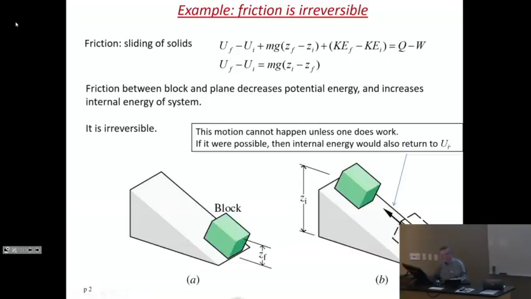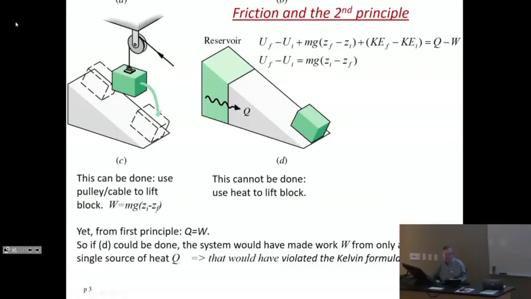Well, let's take a look. Can we make this process happen? On the one hand, yes, you can make the process go from initial to final, and final to initial, if you have a little pulley that lifts the block and does work on it. If you do that, the work you do on it will be the difference in potential energy. So that is feasible. But what you cannot do is get the same effect by applying heat to the problem. If you just apply heat here, that won't make the block go up. This is very intuitive. So you can see that there is a difference between heat, which can't do it, and work, which can. Yet, from first principles, heat equals work.